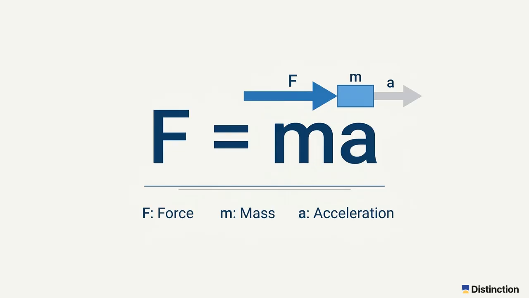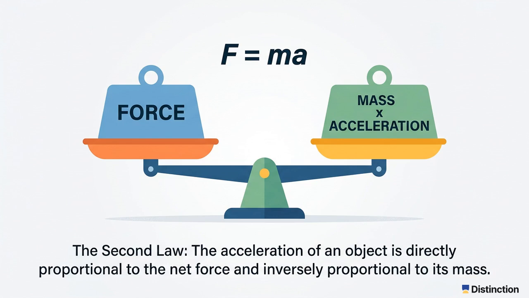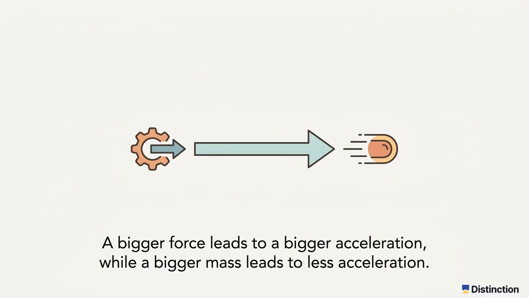Now let's move on to Newton's second law, which relates force, mass, and acceleration. The second law states, the acceleration of an object is directly proportional to the net force and inversely proportional to its mass. F equals ma. This means that a bigger force leads to a bigger acceleration, while a bigger mass leads to less acceleration.